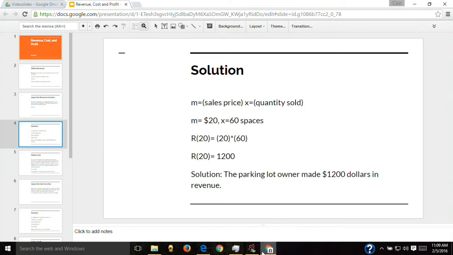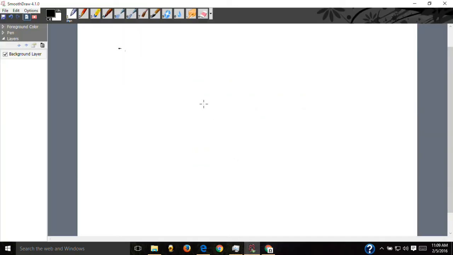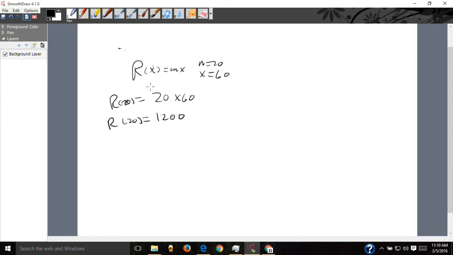If I want to do this on my board really quick, I get R of x is equal to m times x. m is equal to 20, x is equal to 60. So 20 times 60, which is equal to 1,200. You can put that in your calculator.